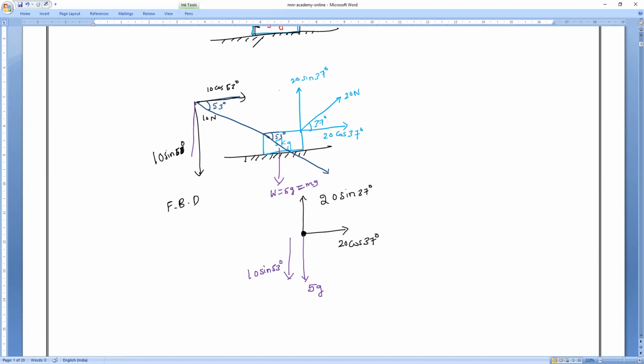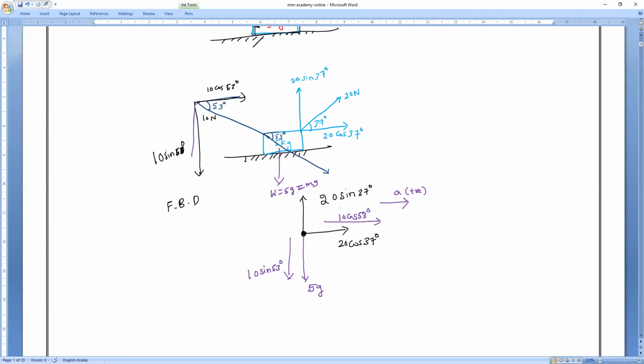Next, one more force is acting in the forward direction. What is that? 10 cos 53. And anyhow, the body will move in this direction only, so acceleration is positive. Clear? Positive. Then tell me, this force is equal to this force.